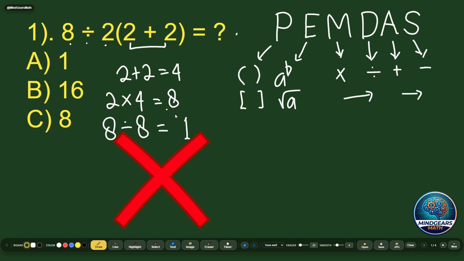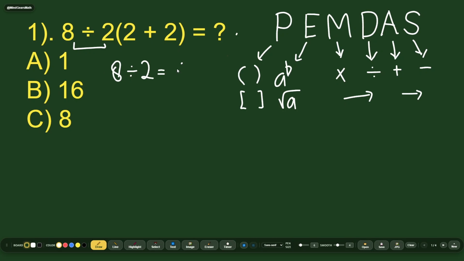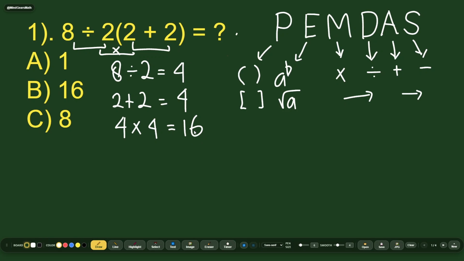Now let's solve it the right way. 8 divided by 2 equals 4. Then 2 plus 2 equals 4. So 4 times 4 equals 16. So the correct answer is 16.